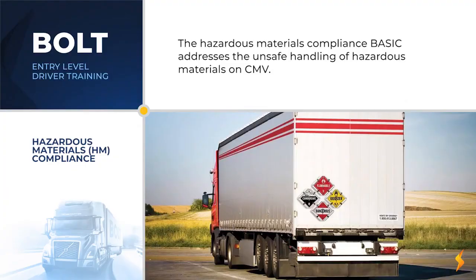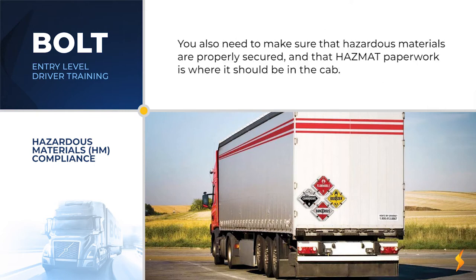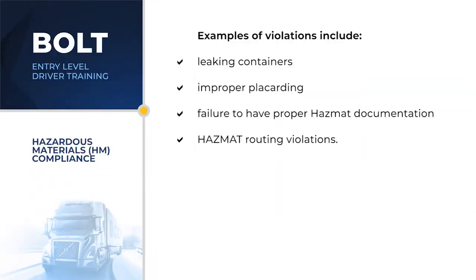The Hazardous Materials, or HM Compliance Basic, addresses the unsafe handling of hazardous materials on a CMV. As a driver, your key responsibilities in this area are to make sure that any hazardous materials you transport have been properly packaged, labeled, and documented before they are loaded on your vehicle. You also need to make sure that hazardous materials are properly secured and that hazmat paperwork is where it should be in the cab. Examples of violations include leaking containers, improper placarding, failure to have proper hazmat documentation, and hazmat routing violations.